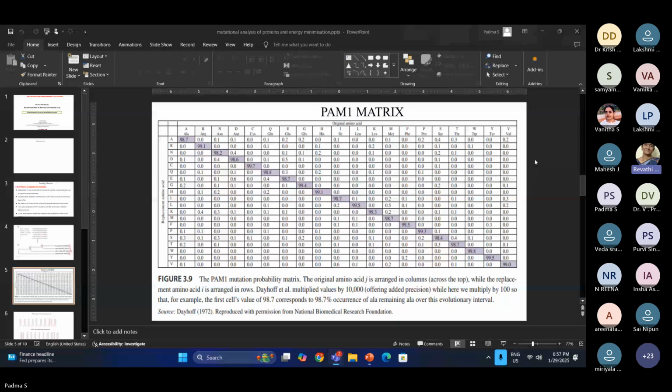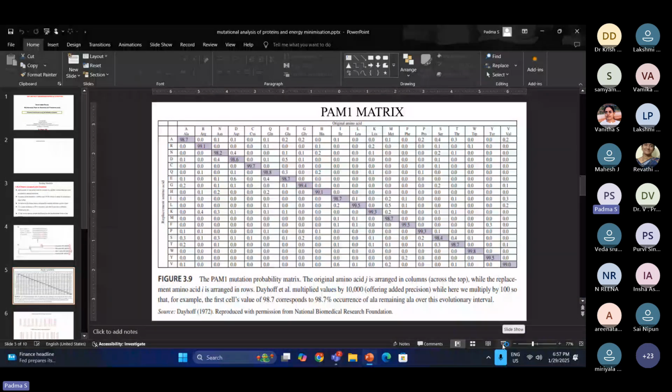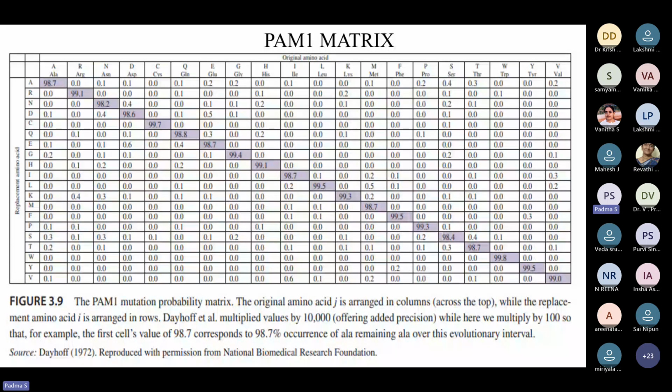PAM1 matrix. Okay, so here, as I have been discussing earlier, the arrangement of these amino acids, what are the ways the amino acids are going to be replaced, and how much is the per point accepted mutations, to what extent you can see that a particular amino acid can be replaced. So this matrix is the PAM1 mutation probability matrix.